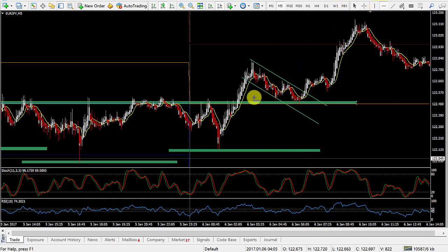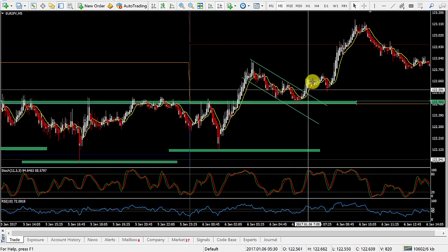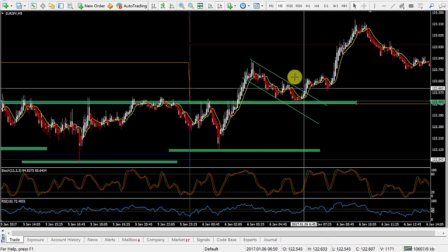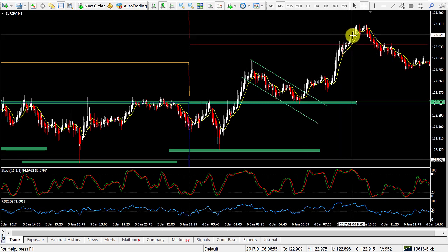Next we check the round numbers. Where are they? Here is one, 122.50. Turns out this whole resistance level was a round number, 122.50. So we bounce from it, giving us additional conviction, and there is nothing in our way for the next 50 pips up until here, 123.